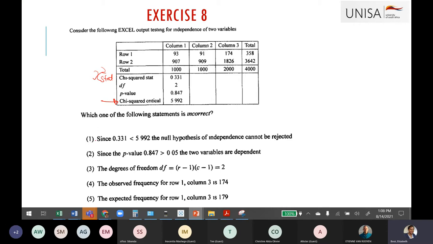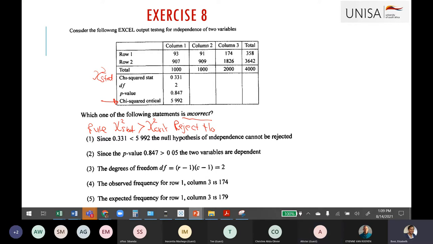So let's see. Number one, we're looking for the incorrect answer. Since 0.033, which is our chi-square test statistic, is less than our critical value of 5.9, the null hypothesis of independence cannot be rejected. Remember the rule? The rule says if the chi-square statistic is greater than your chi-square critical value, we reject the null hypothesis, otherwise we do not. So is this statement correct or incorrect?